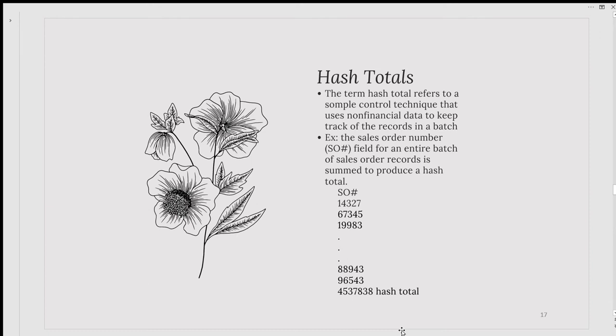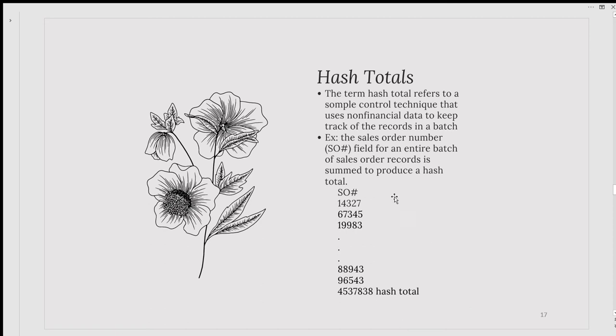Okay. Hash totals. The term hash total refers to a simple control technique that uses non-financial data to keep track of the records in a batch. So, this is a method for ensuring that data in a file have not been altered. Yung hash total ay para siyang numerical summation ng isa or higit pa na number sa file.